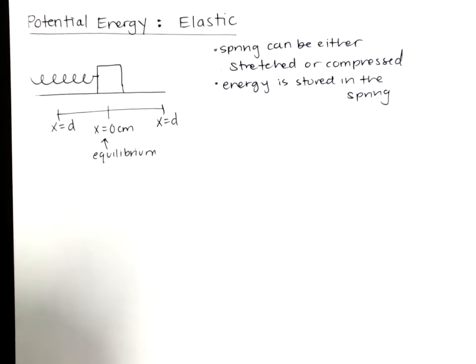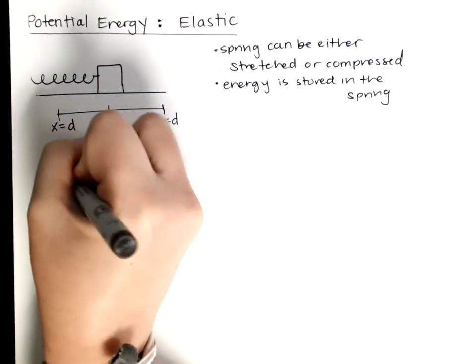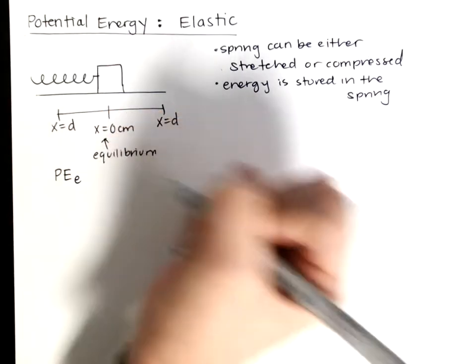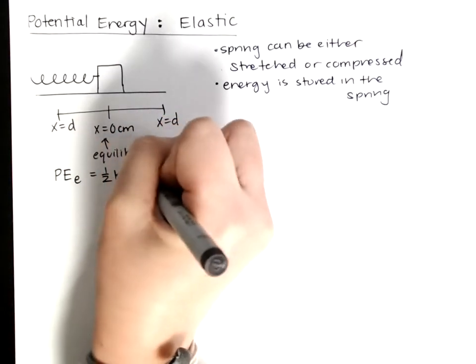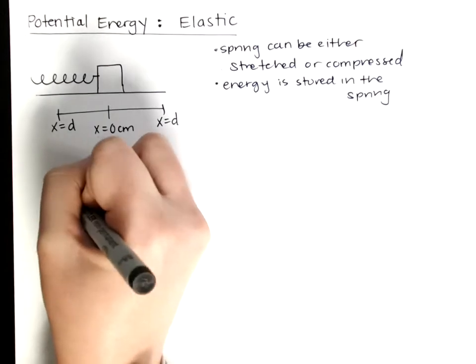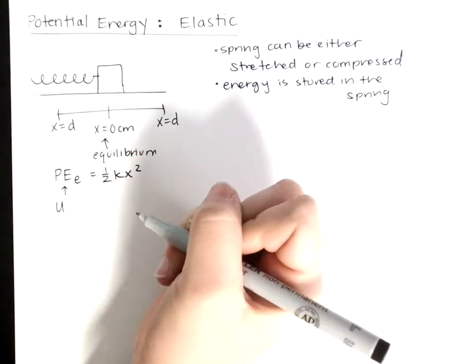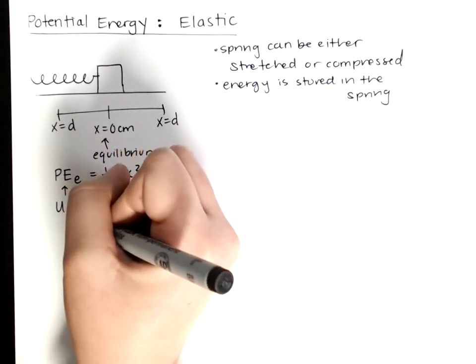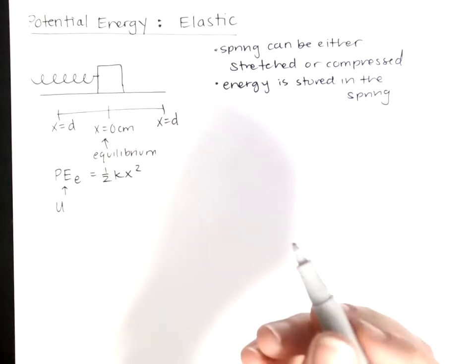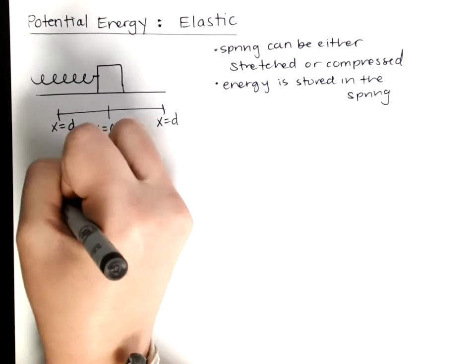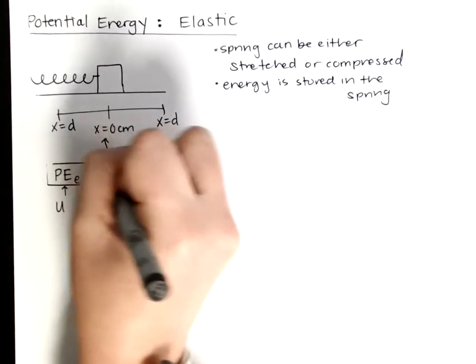So our equation for this is potential energy elastic, with subscript small e, equals 1/2 kx squared. And sometimes you'll see potential energy as a U. That's totally fine. It's just another convention of physics, just a way of writing notation. So potential energy elastic equals 1/2 kx squared.